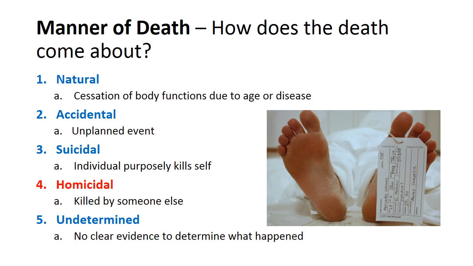So natural would be cessation of bodily functions because of old age or disease. So grandma passes away, that's a natural death. Accidental is an unplanned event, so car accidents, slip and fall in the shower, accidental. Suicidal, individual purposefully kills themselves. Homicidal, somebody else kills the individual. And undetermined, there's no evidence to really figure out what happened to that individual.